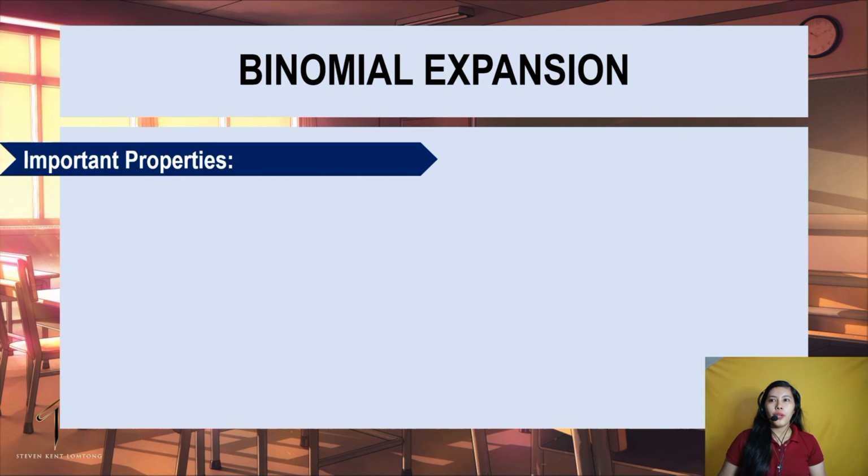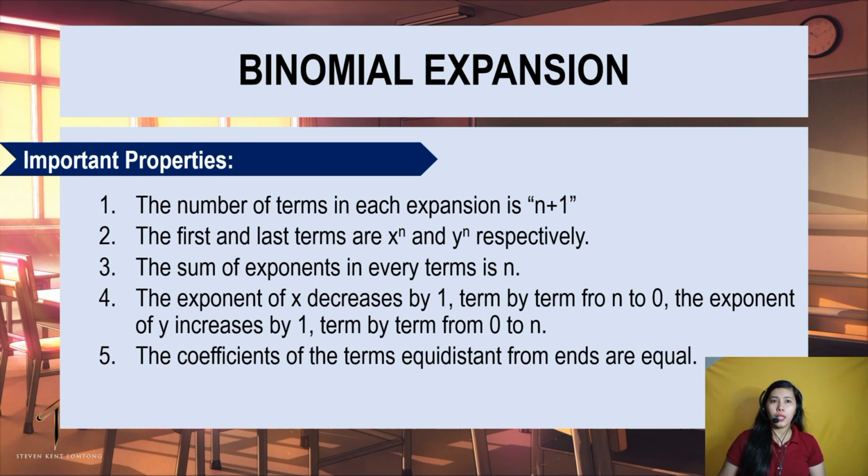So we have here some important properties. The number of terms in each expansion is n plus 1. The first and last terms are x raised to n and y raised to n respectively. The sum of exponents in every term is n. The exponent of x decreases by 1 term by term from n to 0. The exponent of y increases by 1 term by term from 0 to n. And lastly, the coefficients of terms equidistant from the ends are equal.